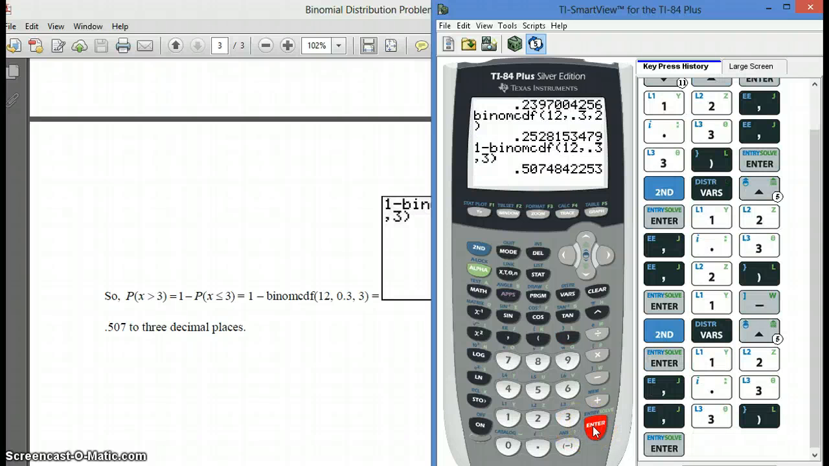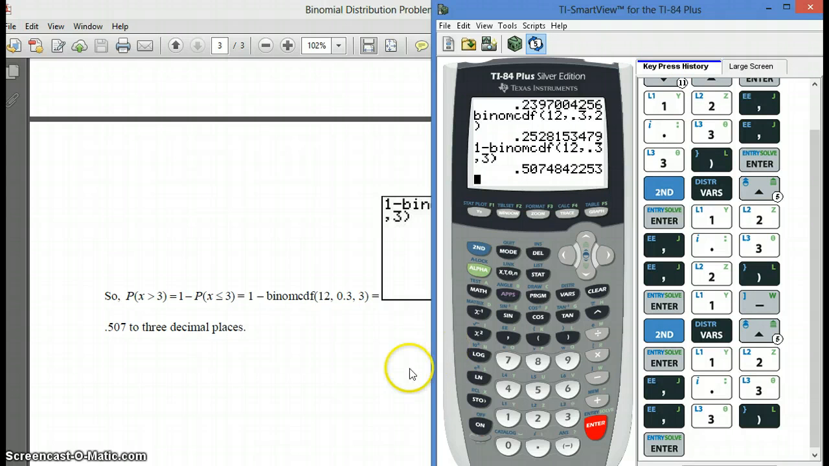That's 0.5074 to 5075 ish. But if I'm rounding to 3 decimal places, I have 7, 4, so I leave the 7 alone. 4 is not 5 or greater. Okay? So I just wanted to be able to walk you through those types of problems.